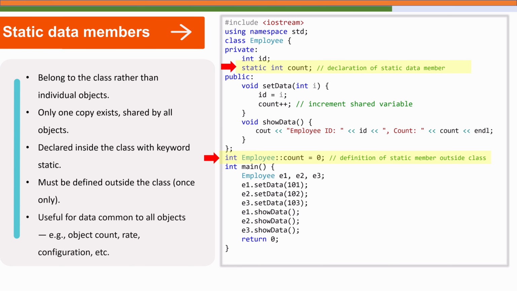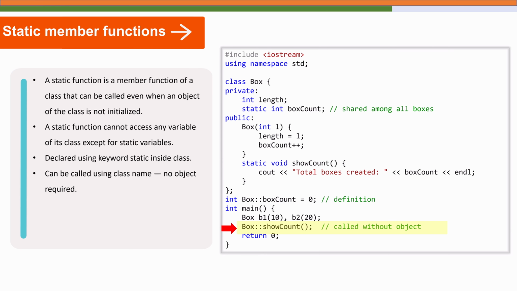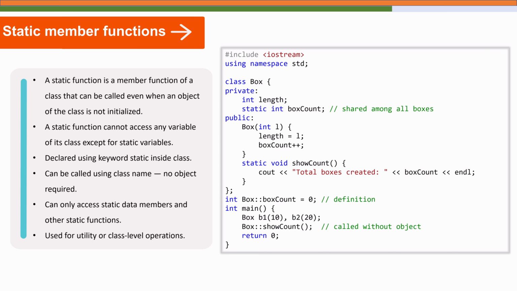In addition to static data members, we can also have static member functions. These functions operate at the class level again, rather than the object level. Static functions are declared with the keyword static, and they can be called directly using the class name. So we do not need to create any object. Here, showCount is a static function. It accesses the shared variable named boxCount, which keeps track of how many objects of Box have been created. Static members and static functions are a great way to manage the data and behavior that should be common across all the instances of the class.